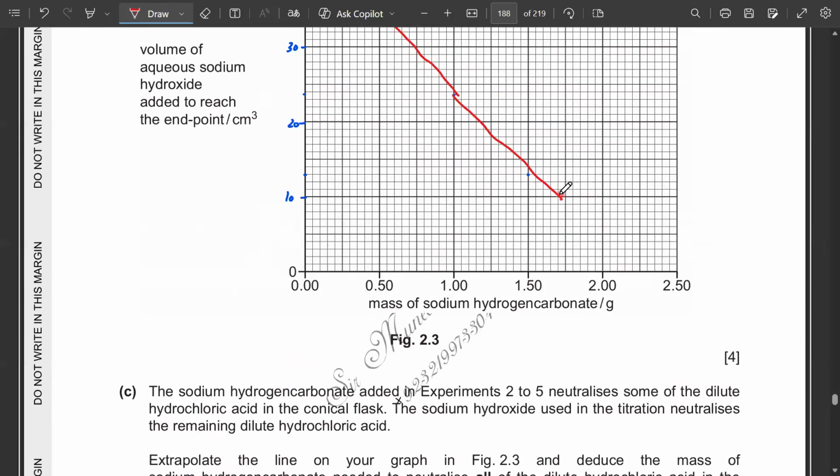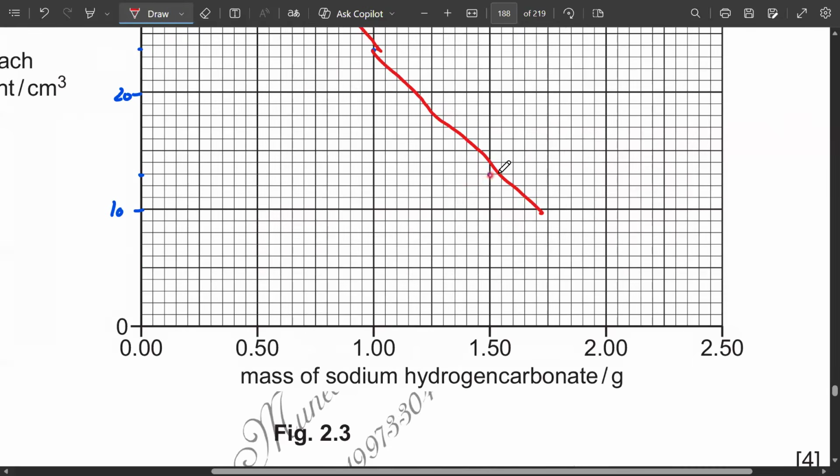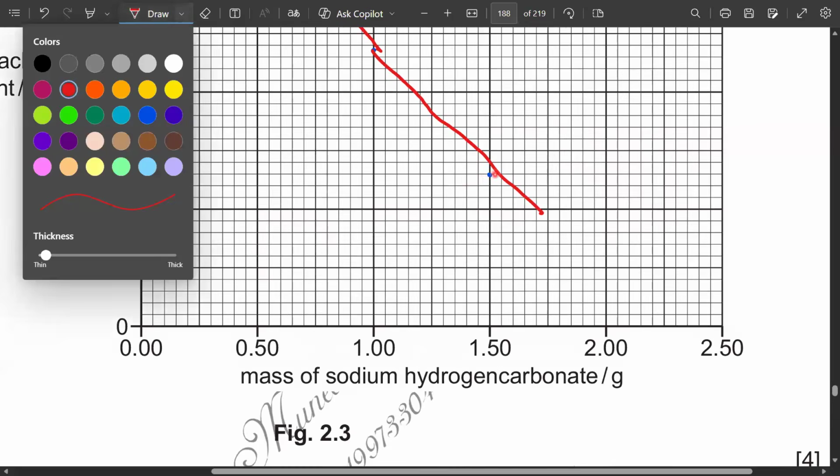So we need to extrapolate this line on the right side to touch on the x-axis. This line must be extrapolated to touch on the x-axis, and that will give you the amount of the mass required to neutralize the whole of the hydrochloric acid, because sodium hydrogen carbonate is basically reacting with hydrochloric acid. So the volume which is still left over is 13 cm cube.